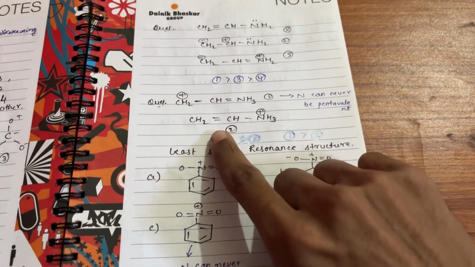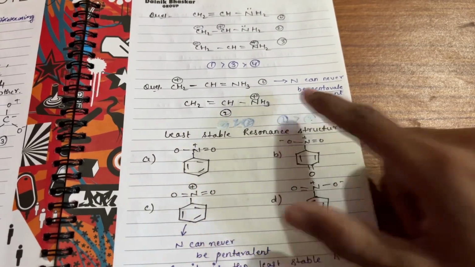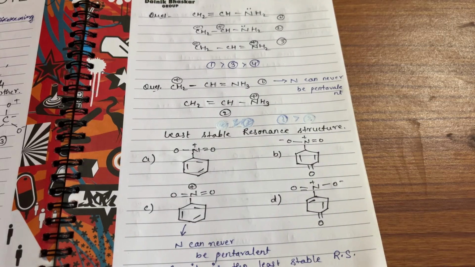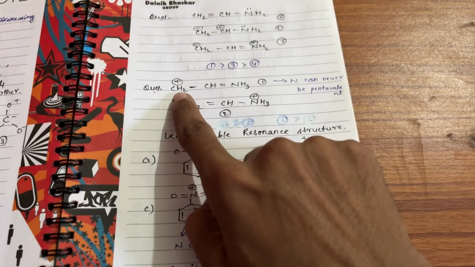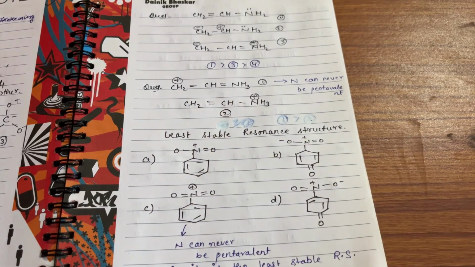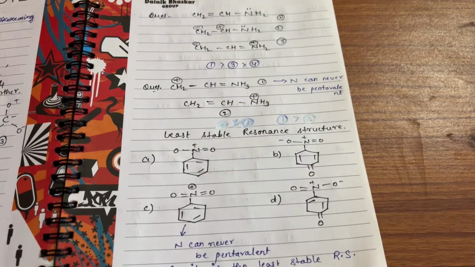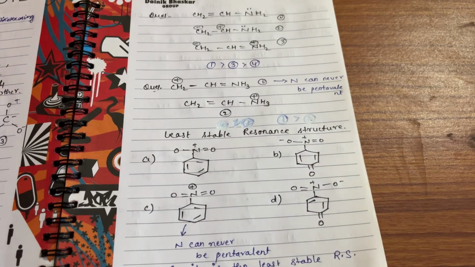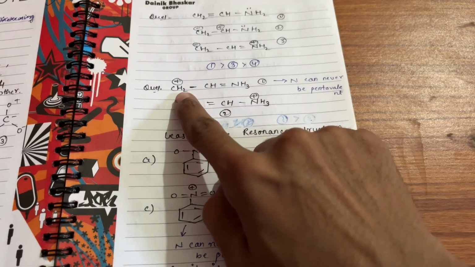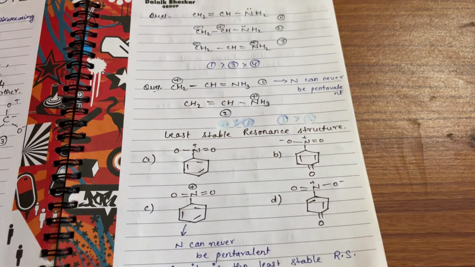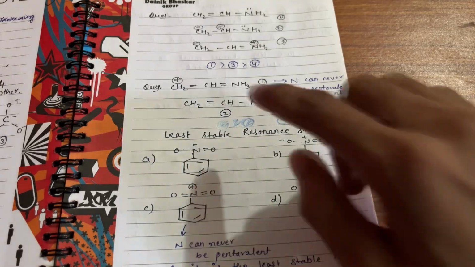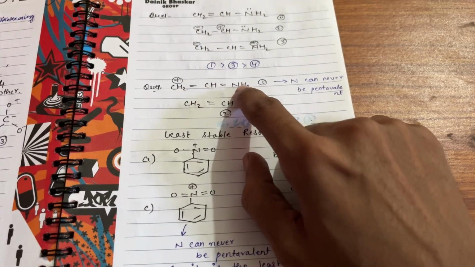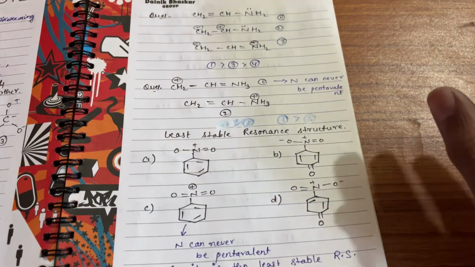And this is the IIT question. I think it was asked in 2007, I'm not sure, but in this question there are two options: CH2 single bond CH double bond NH3 and CH2 double bond CH single bond NH3. In these two cases, if you check, the number of covalent bonds is equal, and only one atom carries a charge. Carbon is less electronegative than nitrogen and carries a positive charge. This is okay, this is stable.